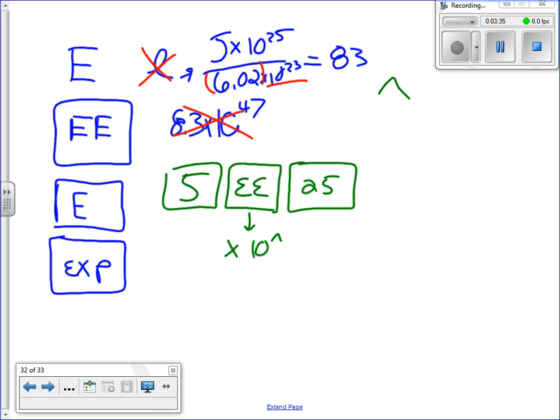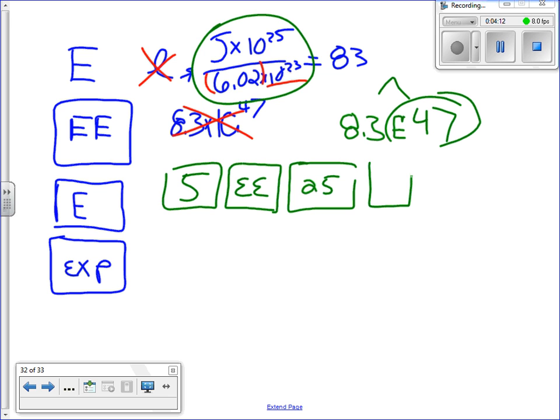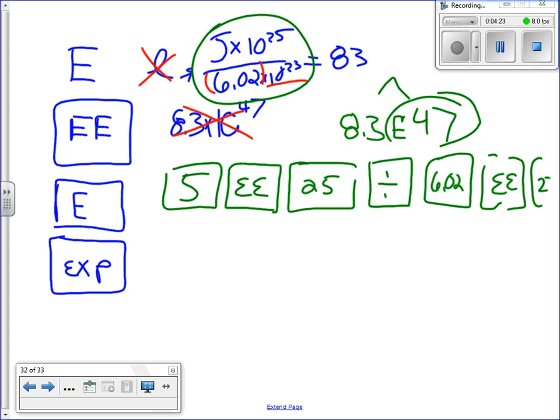So if you get an answer that says 8.3, big capital E, 47, that means 8.3 times 10 to the 47th power. So you can't just ignore this. That's what that actually means. So if you're putting this calculation into your calculator and you want to use that awesome E button, you would do this. And then you would do your divided by, is it actually a division symbol? Yes, it is. Then you would put in 6.02, E, 23. Okay? That will keep it all together. That's essentially the same as if you were to put parentheses around that whole thing.